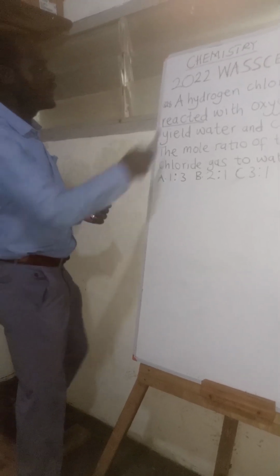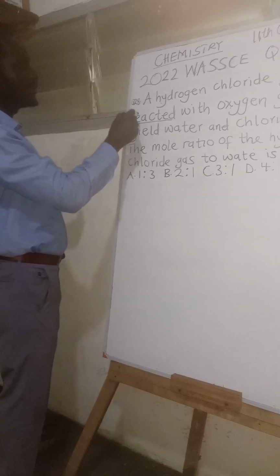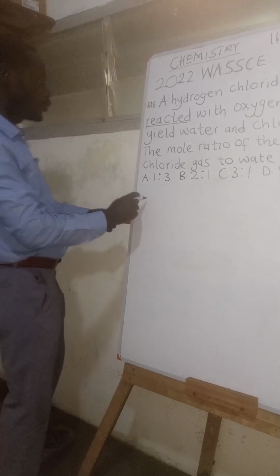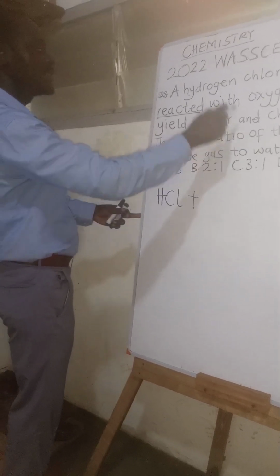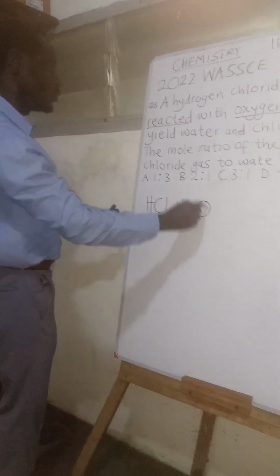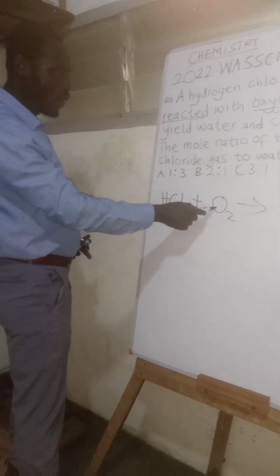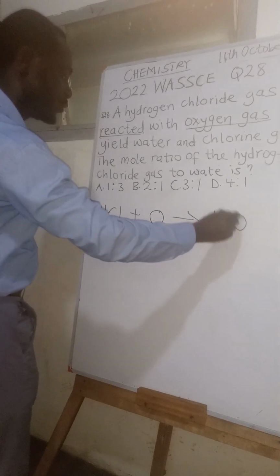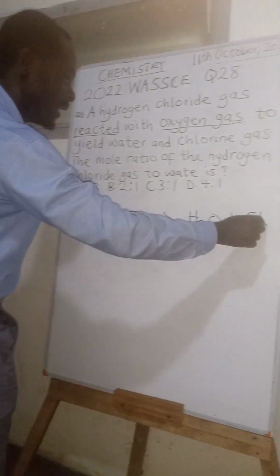Now if you look at the question, hydrogen chloride gas reacted. Because we're looking at a reaction, we need to write a chemical equation. So you can have the hydrogen chloride, which gives us HCl, plus oxygen gas, which is O2. Now hydrogen will react with oxygen to give us water, so you have H2O. Then you have chlorine gas left.